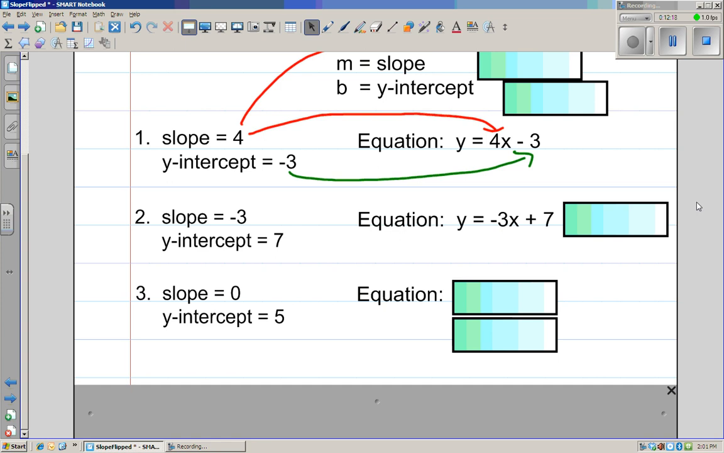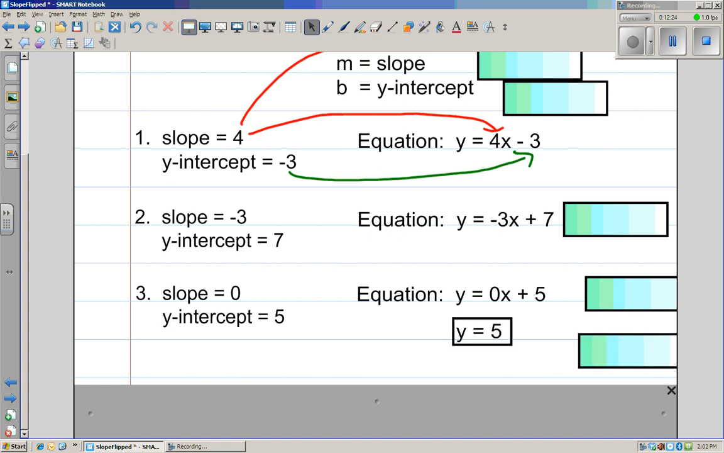For number 3, you could have two possible answers. y equals 0x plus 5, or the more preferred method is y equals 5. It's more preferred because if something's 0, we generally don't want to include it into the equation.